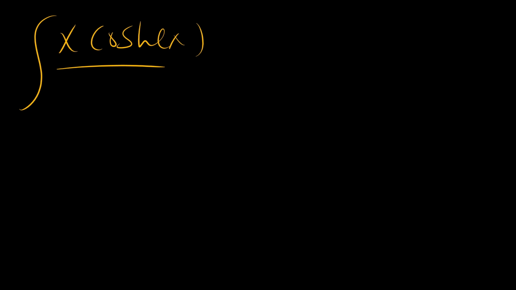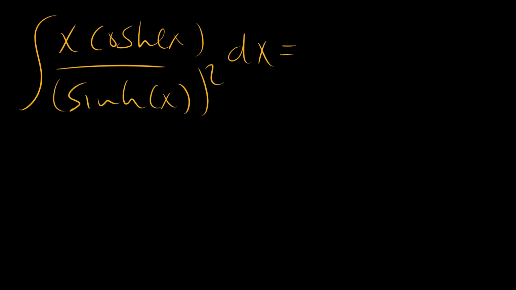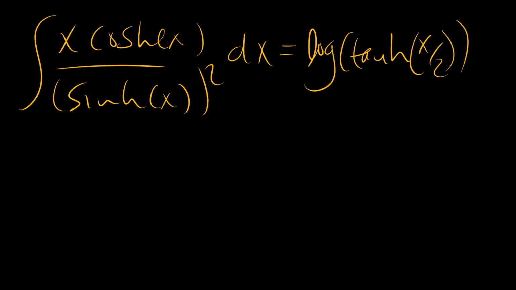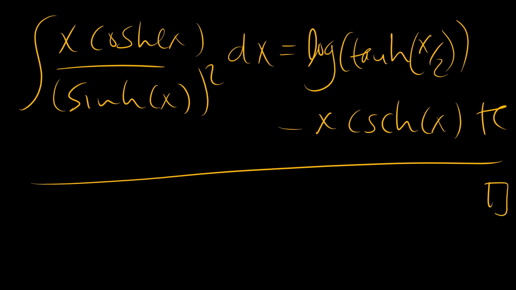So our answer now for the problem we have at hand is equal to the natural logarithm of the hyperbolic tangent of x over 2, minus x cosecant, plus the integration constant. I apologize, I think I had written just tangent of x over 2, but it's hyperbolic tangent of x over 2. And that is the solution to our problem.